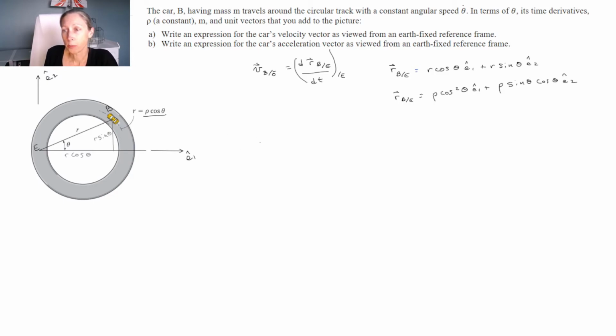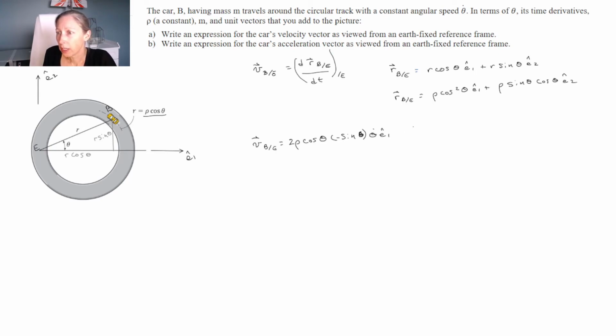And then I can take the time derivative. Yeah, this is not going to be easy, but we can certainly do it. So the velocity of B with respect to E. I'm going to take the time derivative. So rho is a constant, so this is going to be 2 rho cosine theta. But remember, we have to apply the chain rule. So the derivative of the cosine of theta is negative sine theta, and we still have to apply the chain rule. So we still need that theta dot. And then this is in the E1 direction.